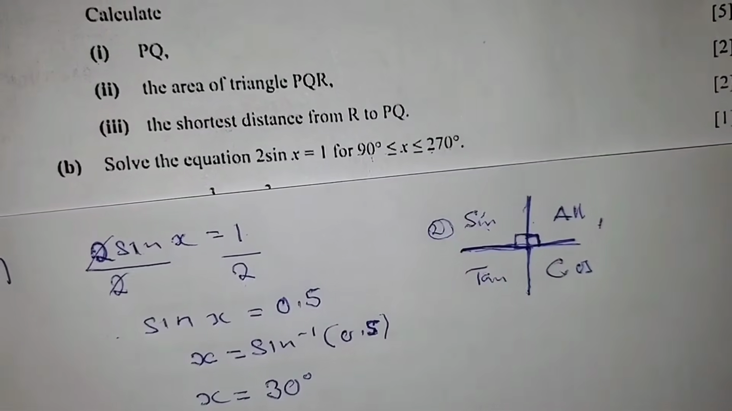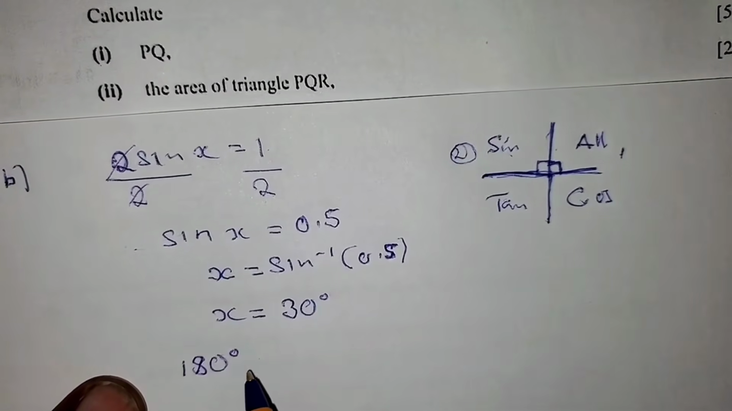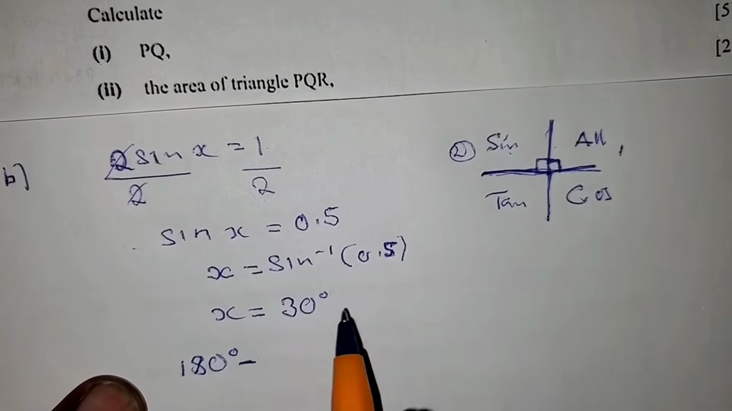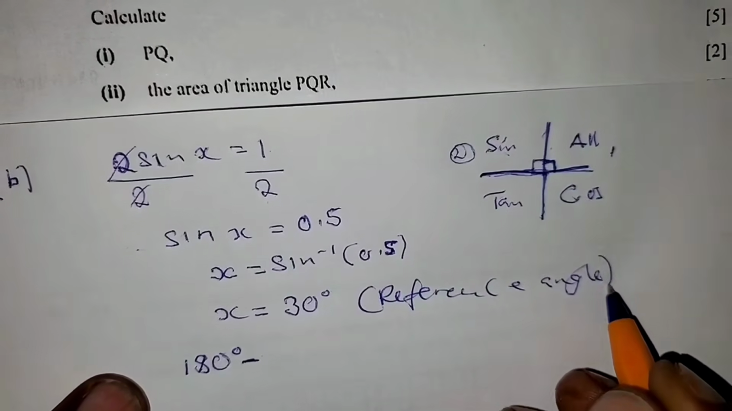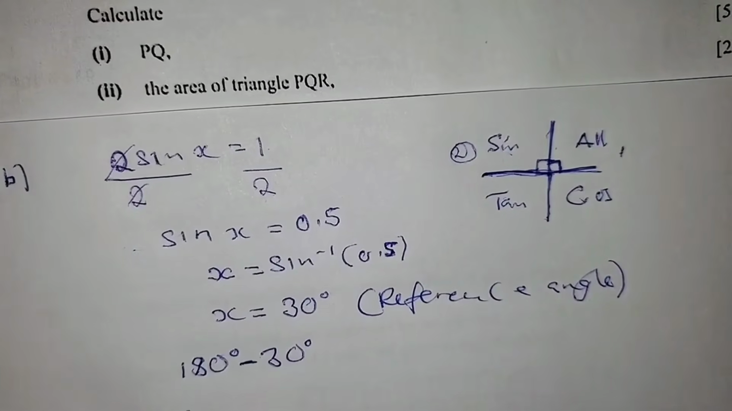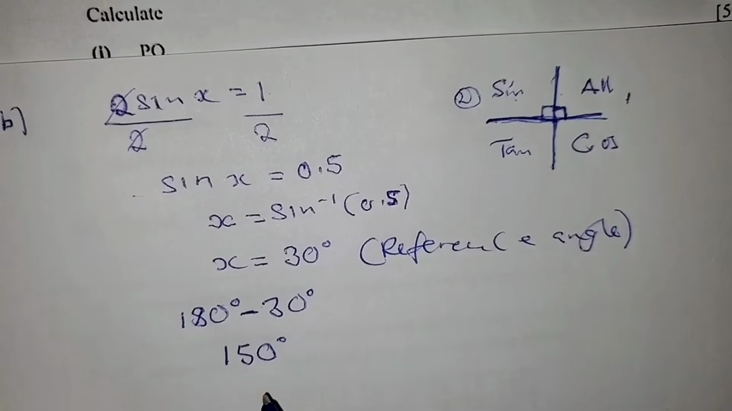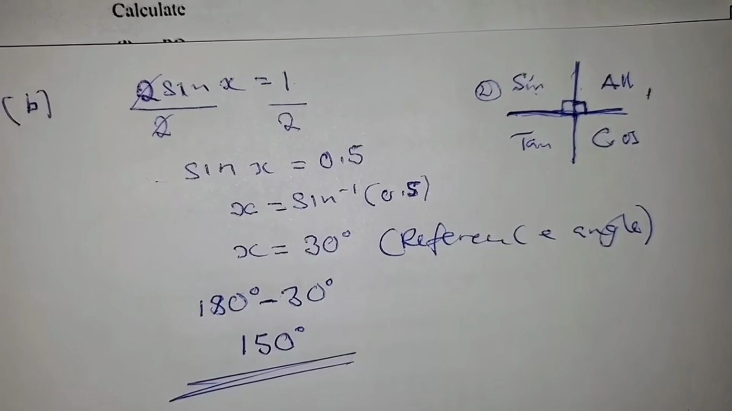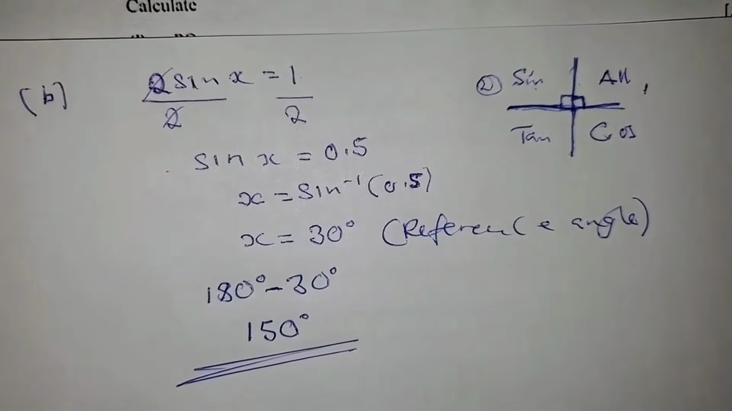Since it is in the second quadrant and the second quadrant is 180, we're going to subtract the reference angle. This is called the reference angle, and it is always found in the first quadrant. We subtract the reference angle from 180, which is just going to be 150. Yes, as the answer. Okay, it's very simple to calculate. It's just that I was explaining, that's why I've taken a little bit of time. It's just 1 mark.